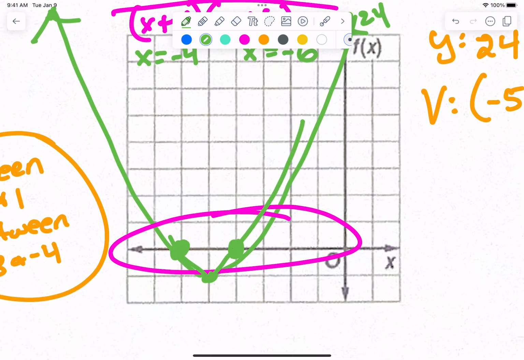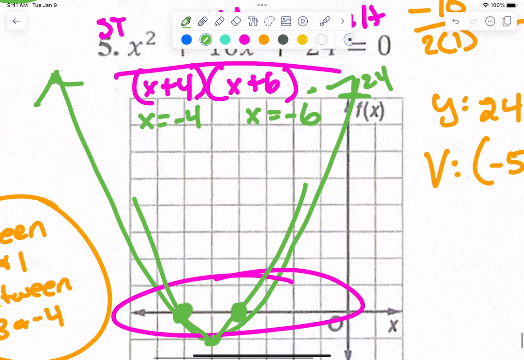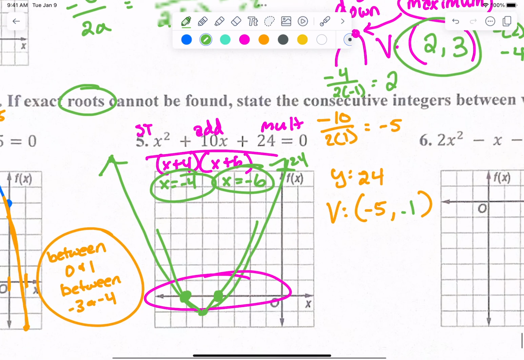So it should have gone like this a little bit more, right? Those are my zeros, negative 4 and negative 6. Those are my solutions. That's what I'm trying to find, right? I'm trying to find where they touch, where they cross. Good? Okay?